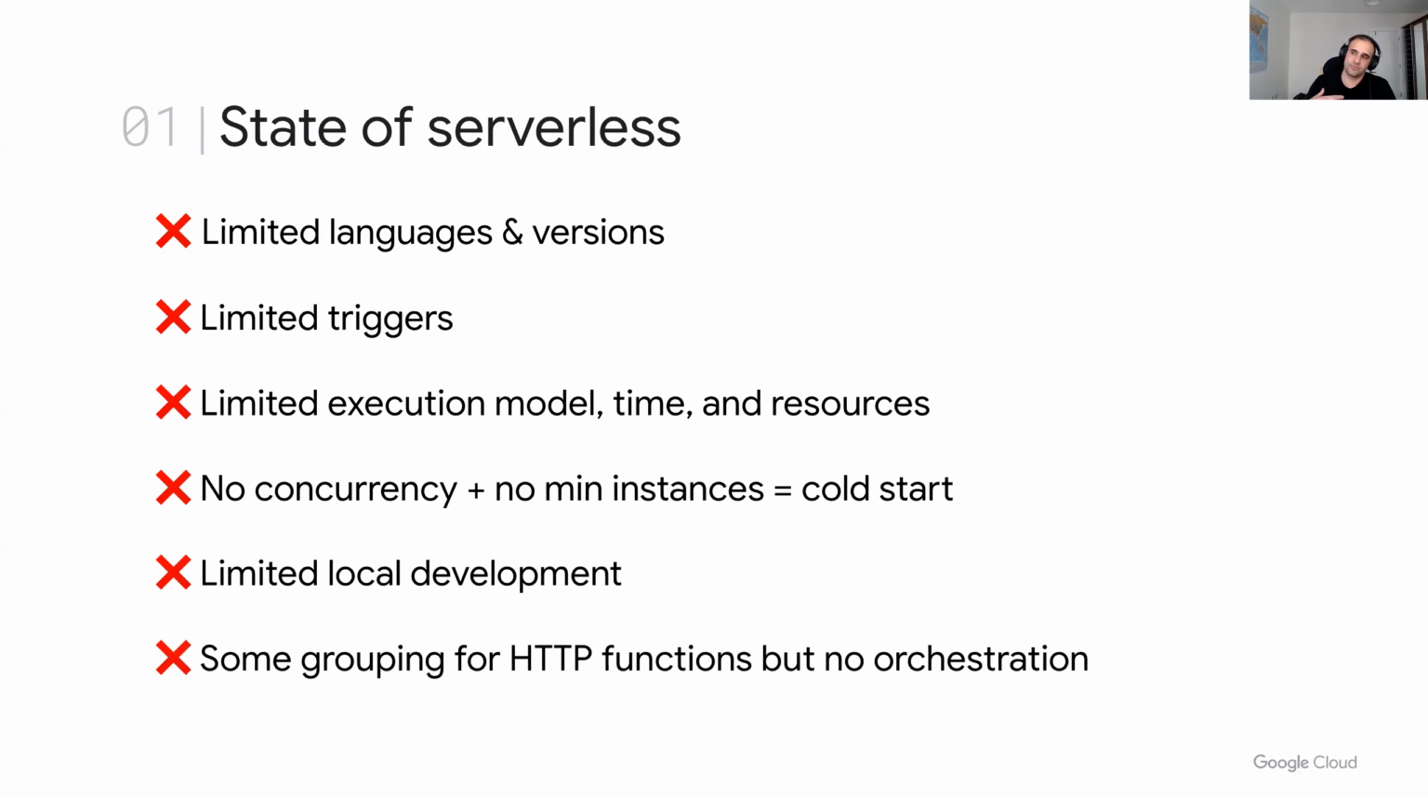And once you have multiple functions, there was a way to group them together using an API gateway. But that was very primitive in the sense that you couldn't do anything more complicated than just URL paths. There was no orchestration, that I will show later. So there was some grouping, but not much beyond just simple API gateway.